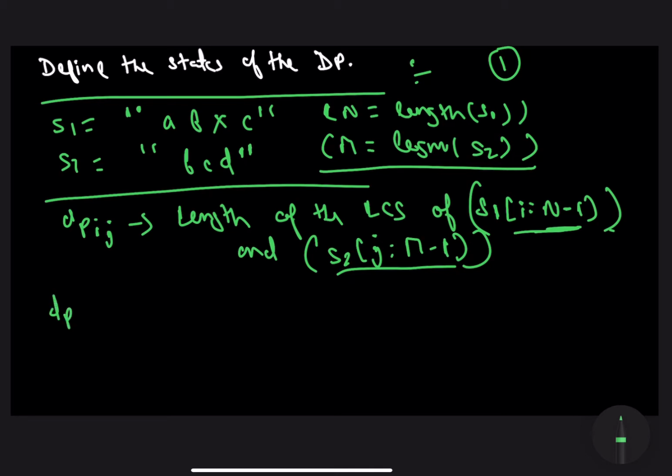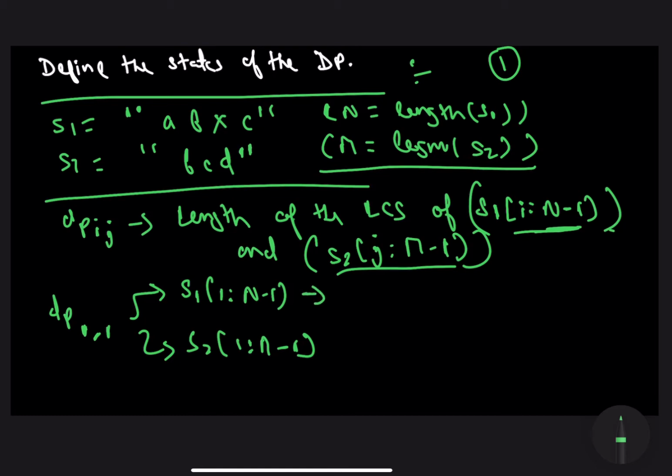So let's just try to understand the meaning of DP of 1 comma 1. All right, so DP of 1 comma 1 will correspond to the longest common subsequence of S1 1 to n minus 1 and S2 1 to m minus 1. All right, so S1 1 to n minus 1 is nothing but BXC. In the same way, S2 1 to m minus 1 is equal to CD. So in this case, the answer will be equal to 1. This is because the longest common subsequence in this case corresponds to these two characters over here. So the answer is equal to 1.